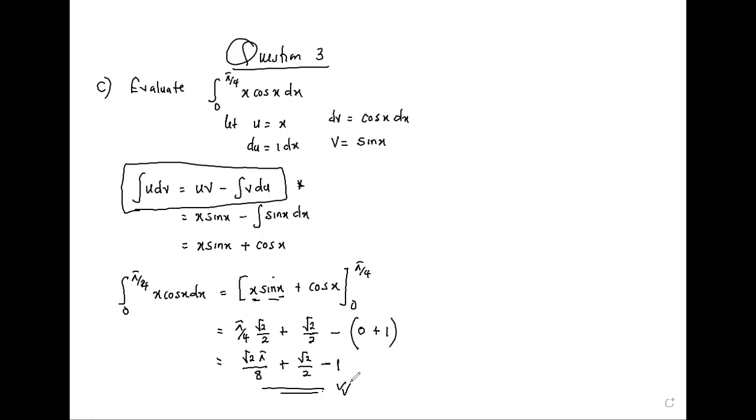So where is root 2 over 2 coming from? Cos 45 is root 2 over 2. It's coming from cos 45.